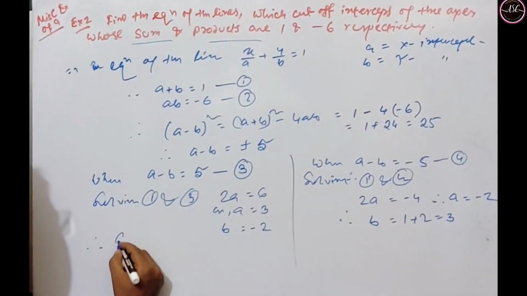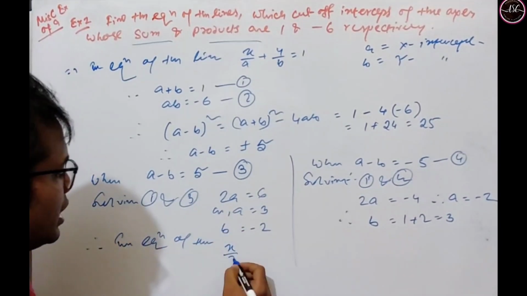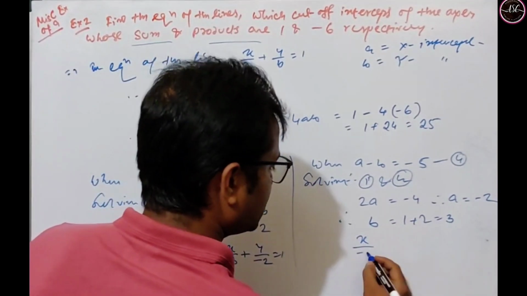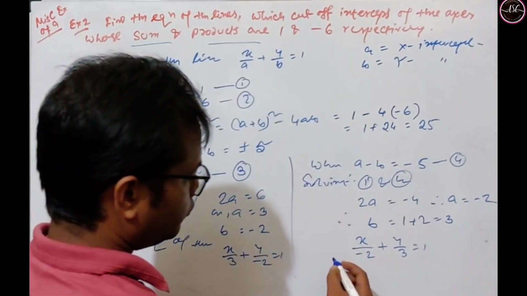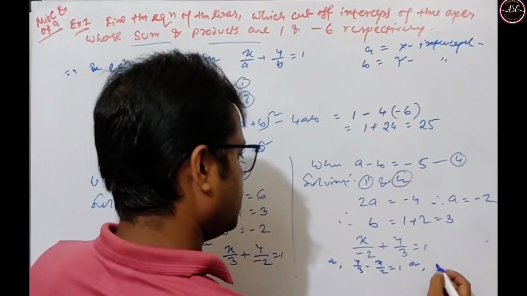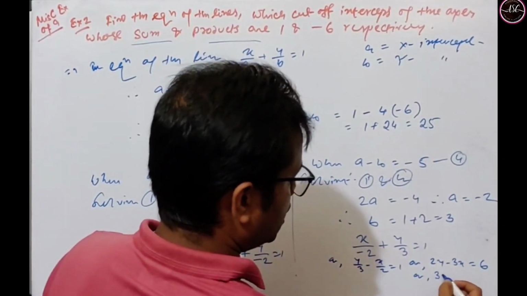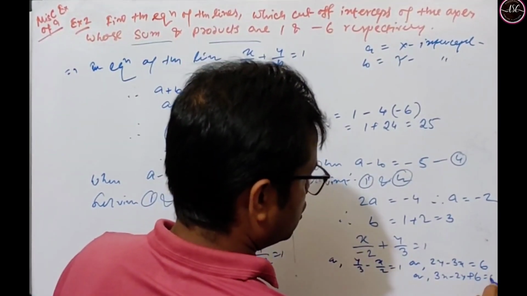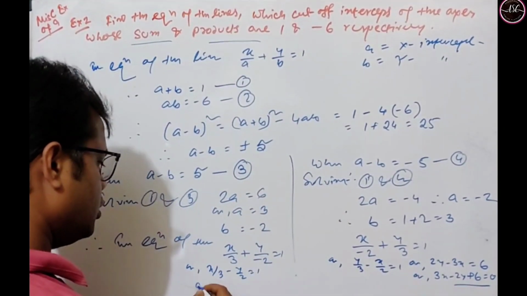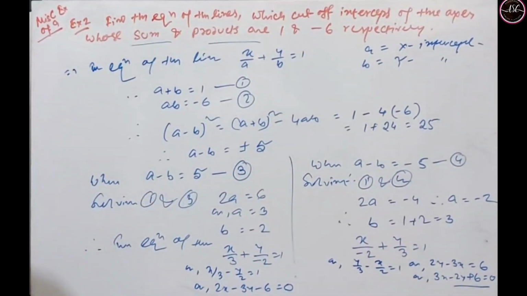So the equation of the line will be x by a, that means x by minus 2, plus y by 3 equal to 1, or y by 3 minus x by 2 equal to 1, or this can be 2y minus 3x equal to 6, or 3x minus 2y plus 6 equal to 0. This is the one equation, and this is x by 3 minus y by 2 equal to 1, or 2x minus 3y minus 6 equal to 0. Okay, this is one equation and this is the another equation.